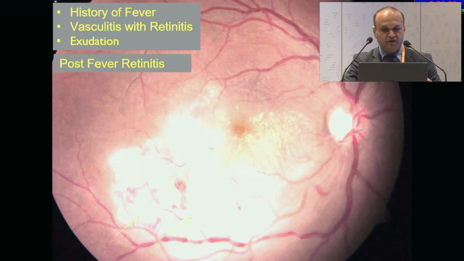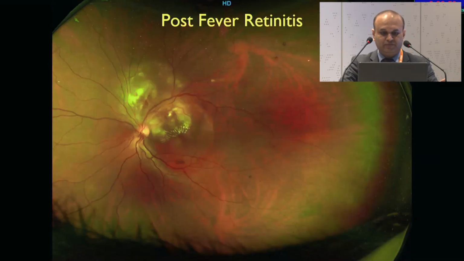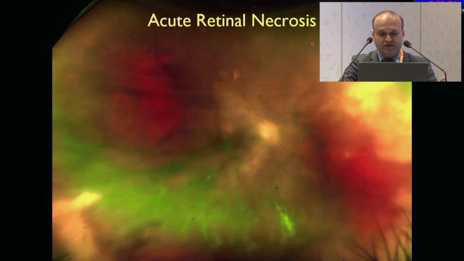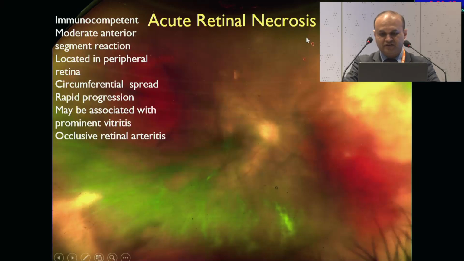History of fever, vasculitis, you are dealing probably with a post-fever retinitis. So again, a good history and a good evaluation helps us in arriving at these etiologies subsequently. ARN we already discussed. If you see extensive peripheral retinitis with signs of vasculitis, think of ARN.